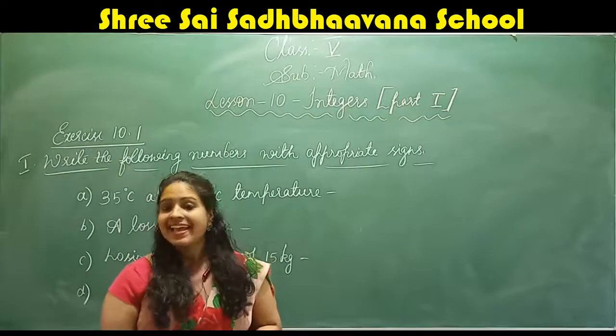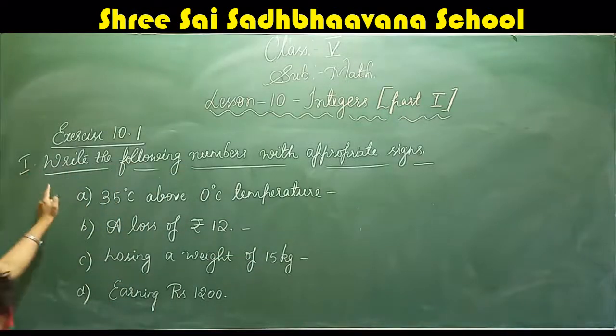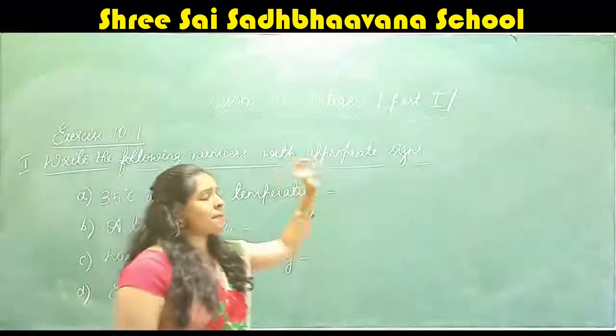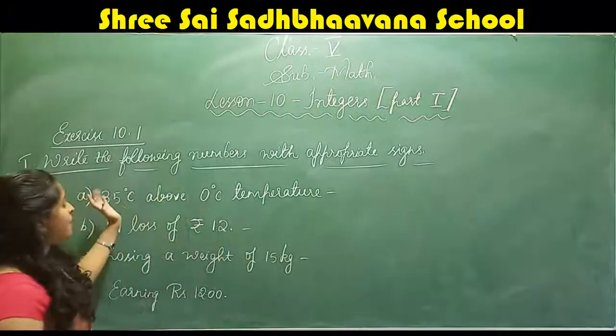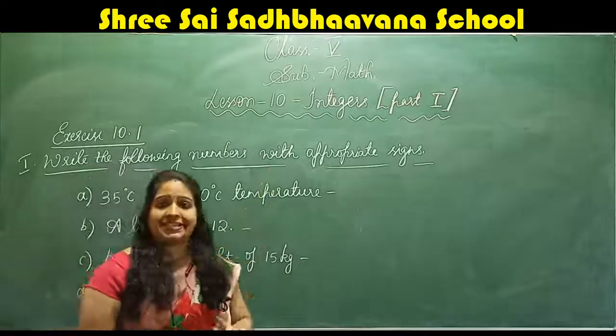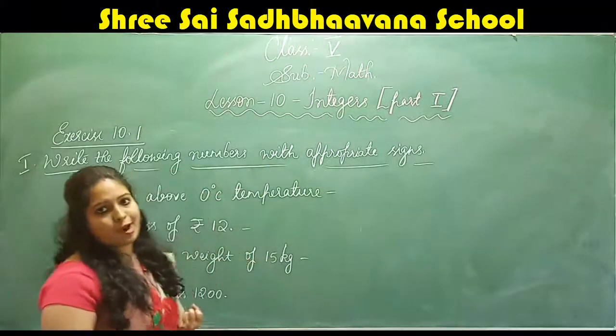Children, now let us discuss exercise 10.1. So here you see the first one says, write the following numbers with appropriate signs. Appropriate signs in the sense of the proper signs. Okay, let us see how to do that.